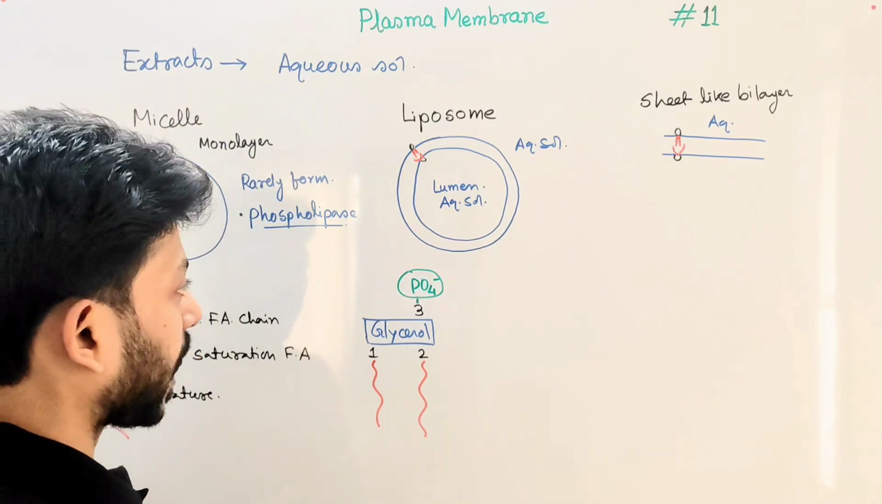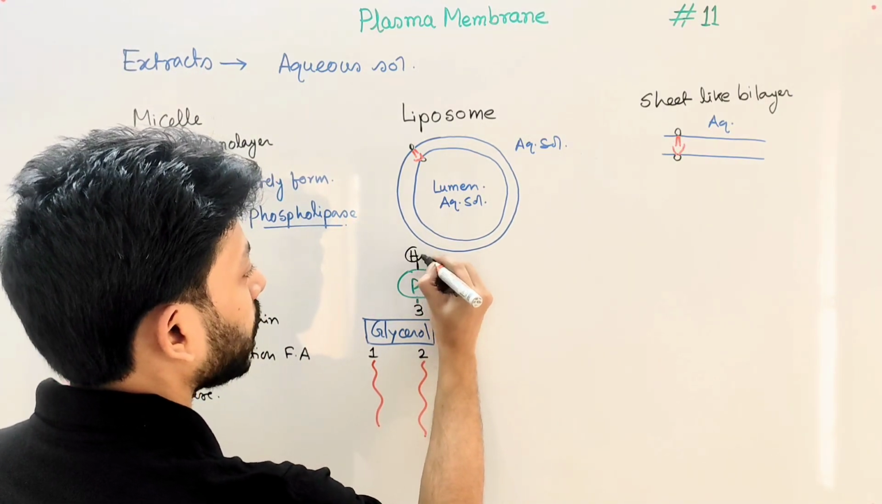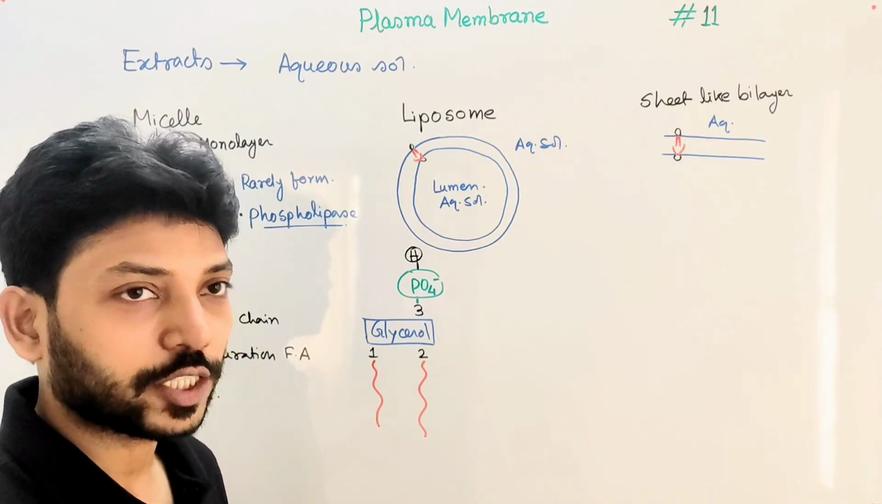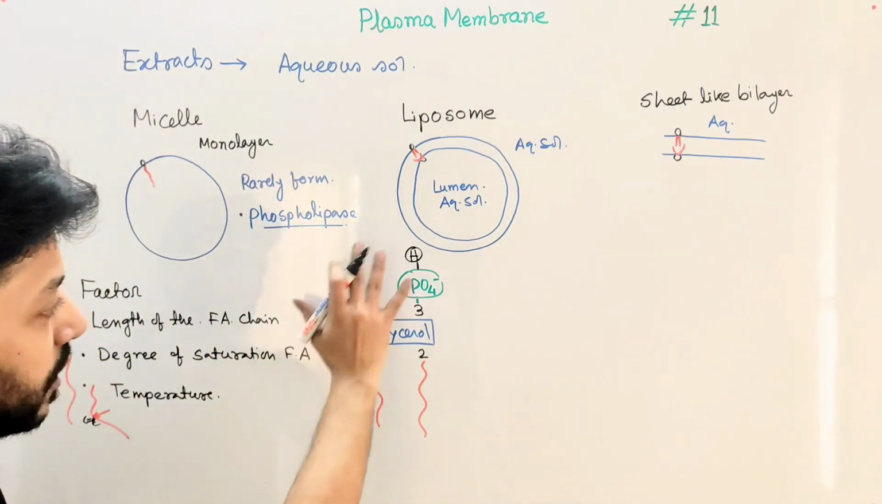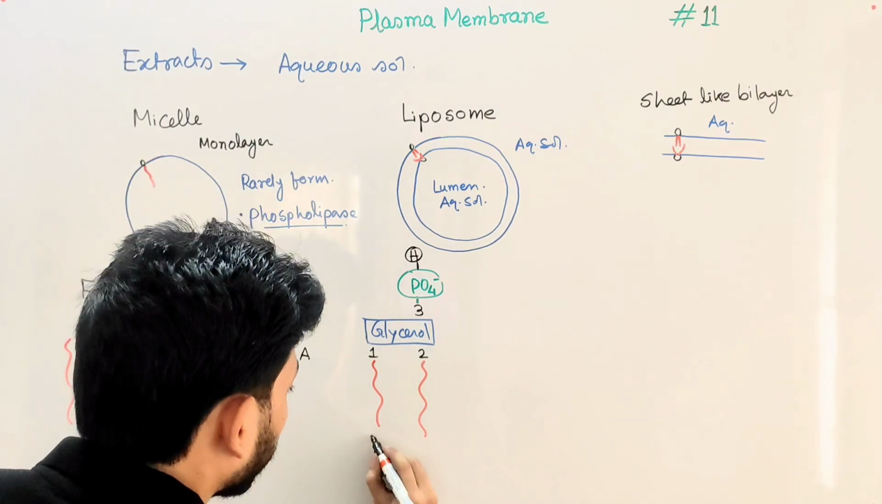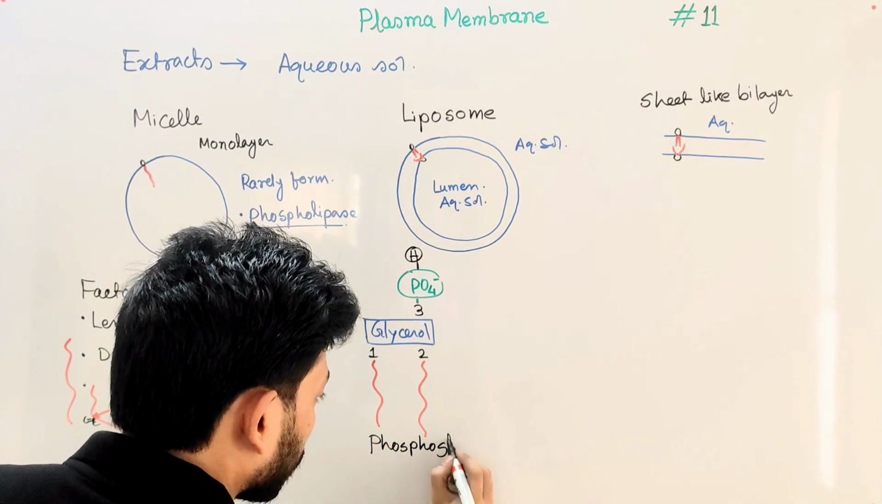Now, the head group can vary in phosphoglycerides. I have mentioned the head group could be another glycerol, choline, ethanolamine, serine or inositol. So this is the basic structure of phosphoglycerides, and I can write here an example of phosphoglycerides.